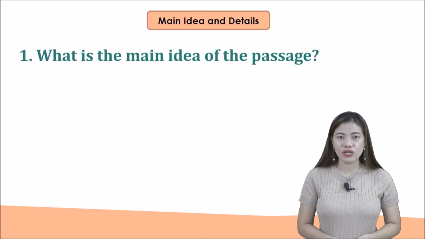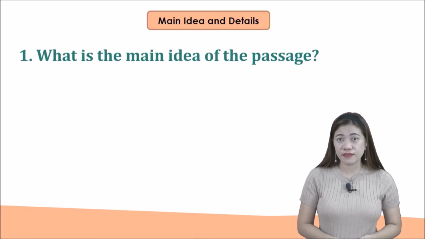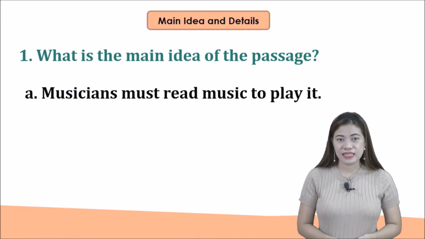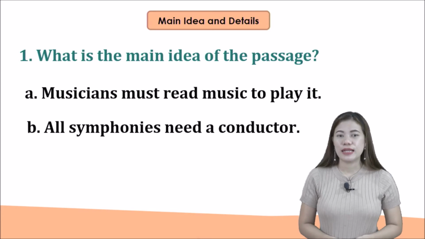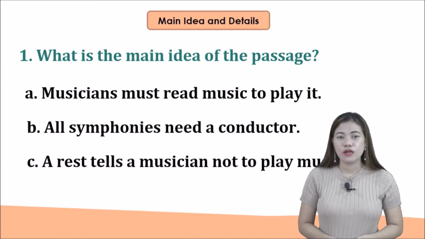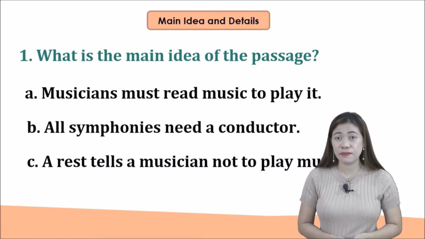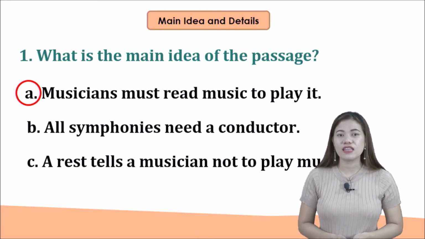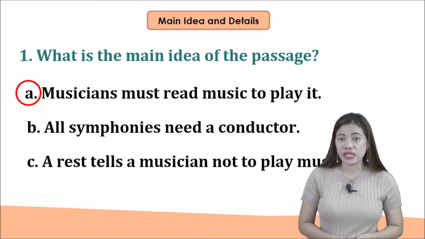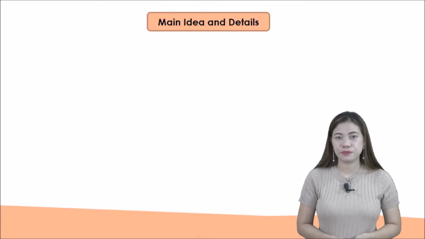Question number 1, what is the main idea of the passage? A. Musicians must read music to play it. Letter B. All symphonies need a conductor. Or letter C. A rest tells a musician not to play music. What do you think is the main idea of the passage, grade 3? Very good. It's letter A. Musicians must read music to play it.